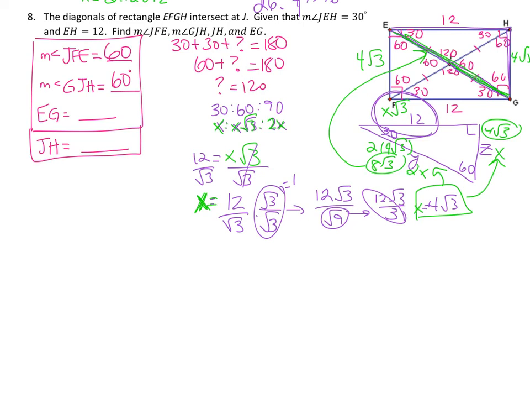To fill that in with our answers then, our diagonal EG is 8 square root 3, and then JH is this piece. So notice the diagonal is 8 square root 3, so I need to take the diagonal and divide that by 2, so we get back to our 4 square root 3 for just half of that diagonal.